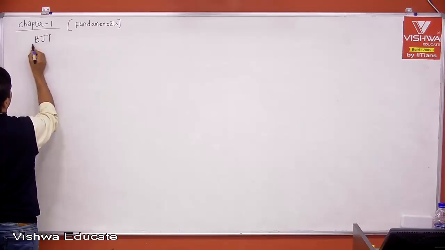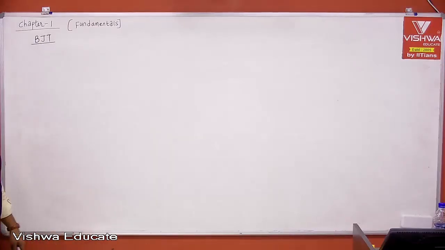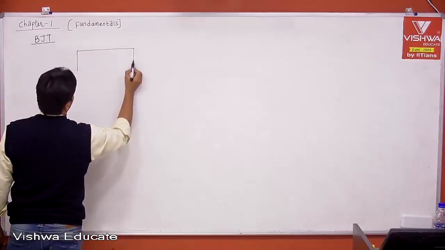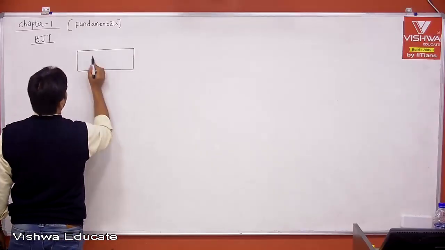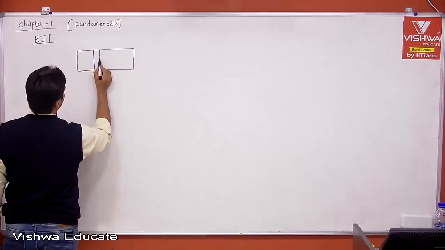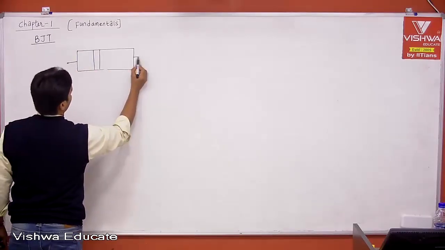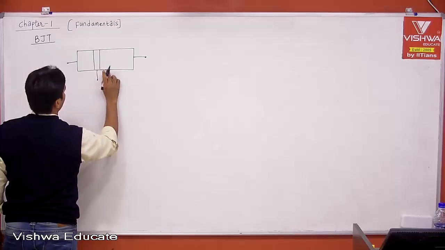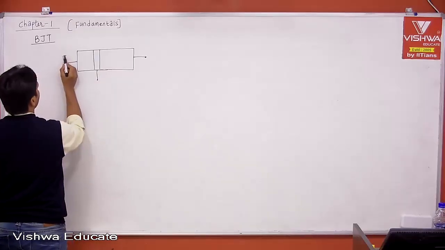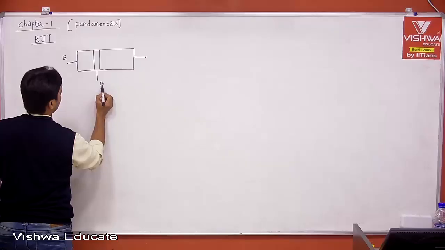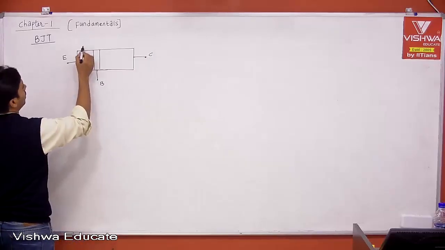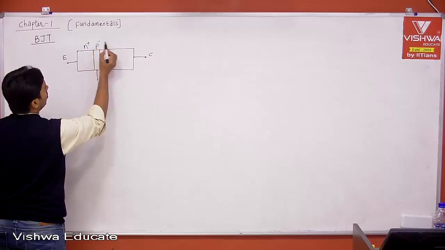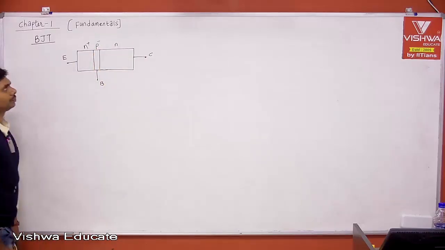BJT. If you consider the BJT cross-sectional view, like your PN junction diode, we have 3 terminals: emitter, base, collector. The emitter is heavily doped. I am taking an NPN transistor, the base is lightly doped, the collector is typical doping.